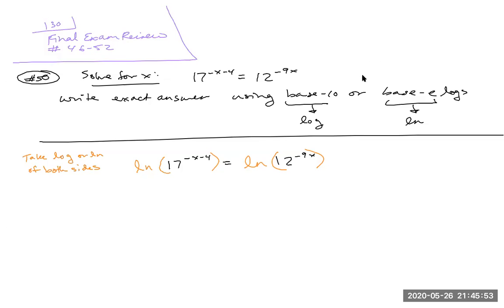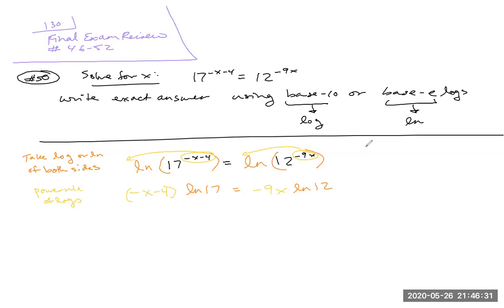Okay, next thing is going to be the power rule of logs. Power will come down on the left side, power will come down on the right side. So we have negative x minus 4, put parentheses around it because it's a quantity. That's going to be multiplied by ln 17. And then that's going to be equal to negative 9x times the quantity ln 12.